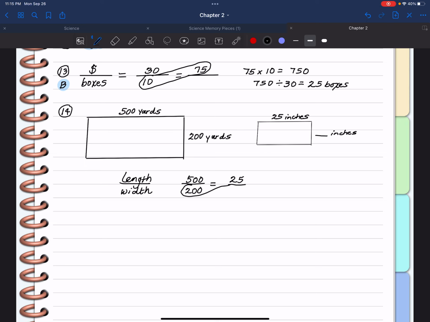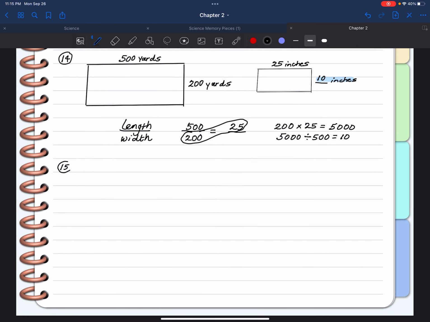So we're going to say 200 times 25. That is 50 and 2 zeros. And then 5,000 divided by 500 is going to be 10. So the missing dimension is 10 inches. And that is not multiple choice, so we'll have to just fill in the blank there for number 14.